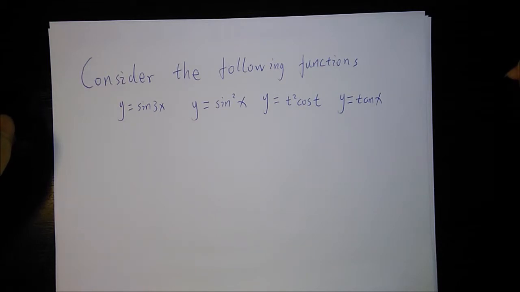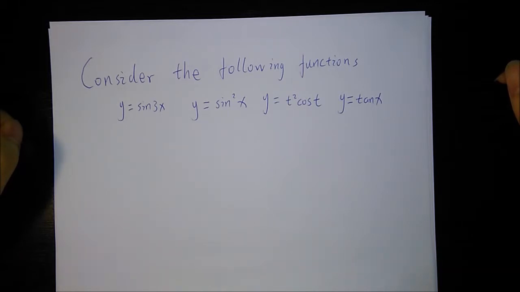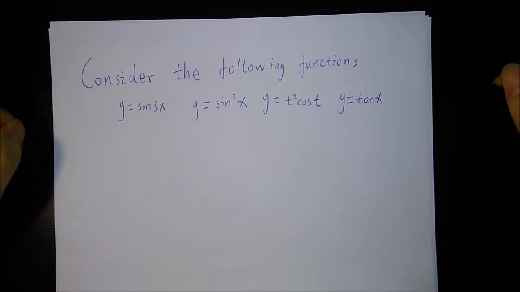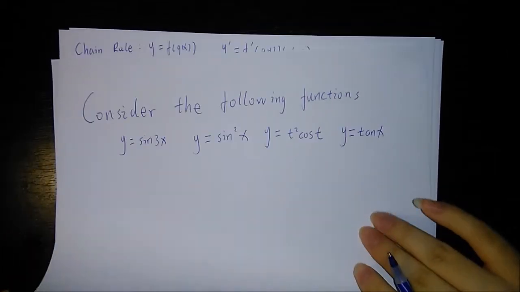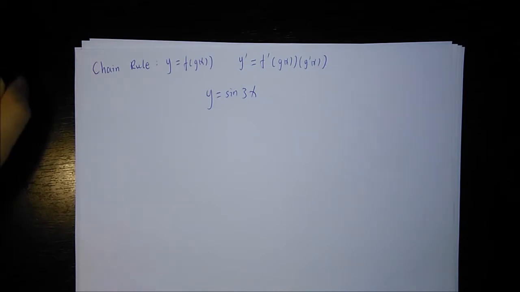Consider the following functions. How do we calculate the derivative of these functions? The chain, power, product, and quotient rules can be used to determine these kinds of questions. I will use four examples to explain these rules. The formula of the chain rule is y equal to f(g(x)), and the derivative of y is equal to the derivative of f(g(x)) times the derivative of g(x).